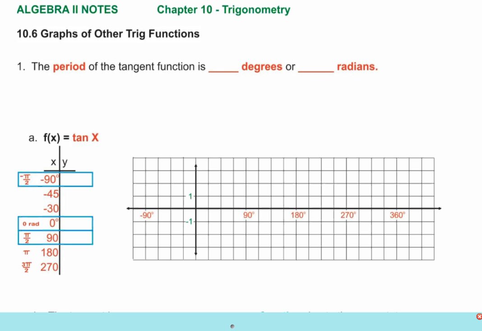All right, this is 10.6. So we looked at the sine and the cosine functions and their graphs. And we're going to deal with them a little bit more next lesson when we deal with translating those functions. But now we want to look at the tangent and then the cosecant and the secant. Let's start off with the tangent here.